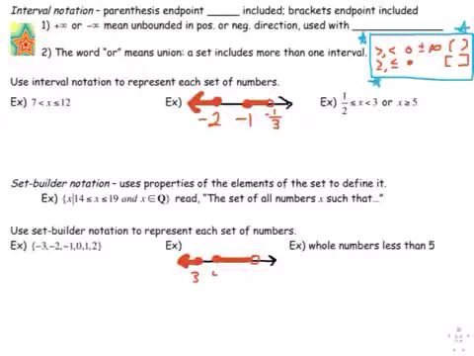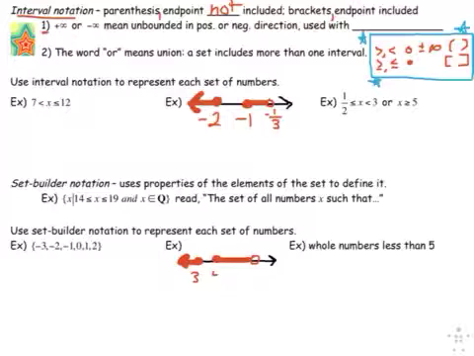This video finishes lesson 1.1, sets of numbers. Looking at interval notation, whenever there are parentheses, that means the endpoint is not included. When you see brackets, that means the endpoint is included, and vice versa.